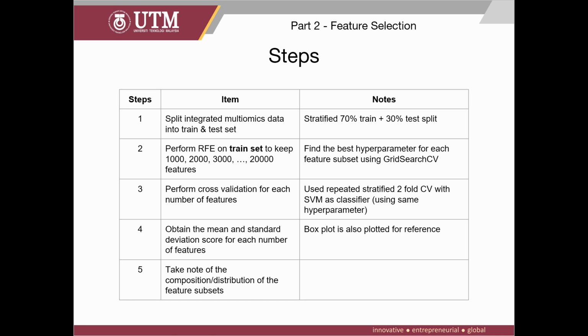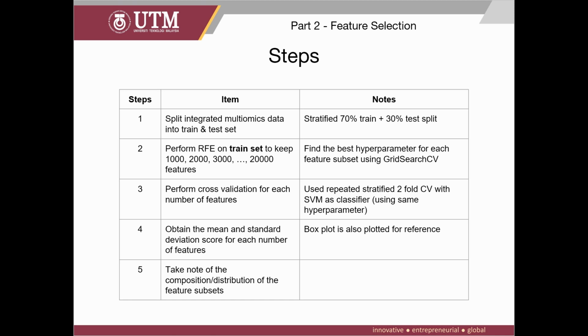After splitting the multi-omics data into train and test set, in step 2, I have performed the SVM RFE on the train dataset to keep 1,000, 2,000 until 20,000 features. And to do this, I have used the grid search CV to find the best parameter for each feature subset.